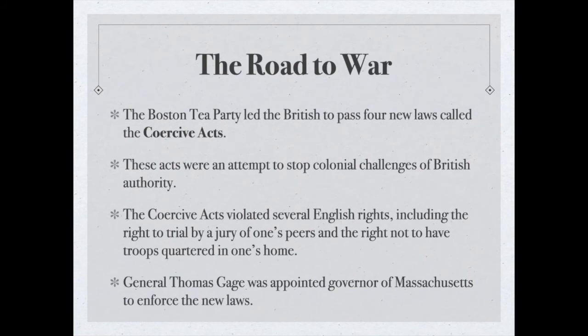The Boston Tea Party led the British to pass 4 new laws called the Coercive Acts. These acts were an attempt to stop colonial challenges of British authority. The Coercive Acts violated several English rights, including the right to trial by a jury of one's peers and the right not to have troops quartered in one's home. General Thomas Gage was appointed governor of Massachusetts to enforce the new laws.